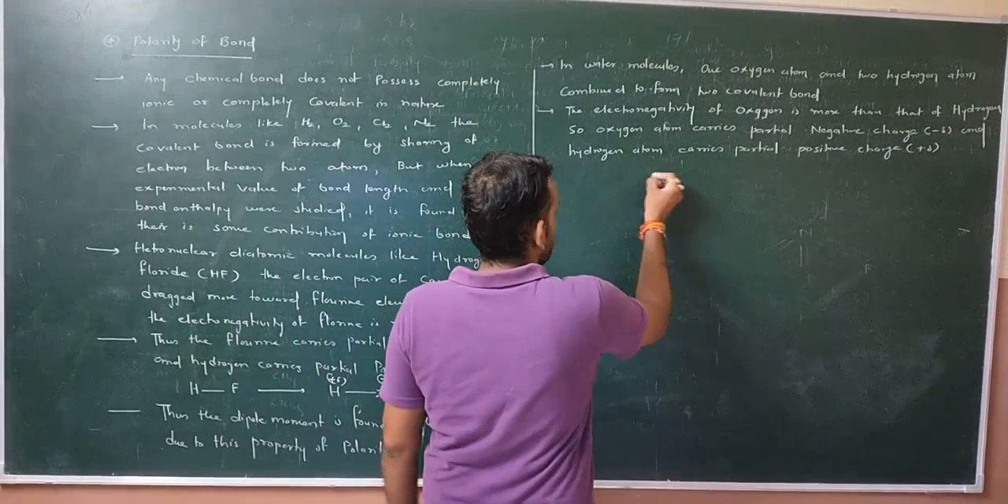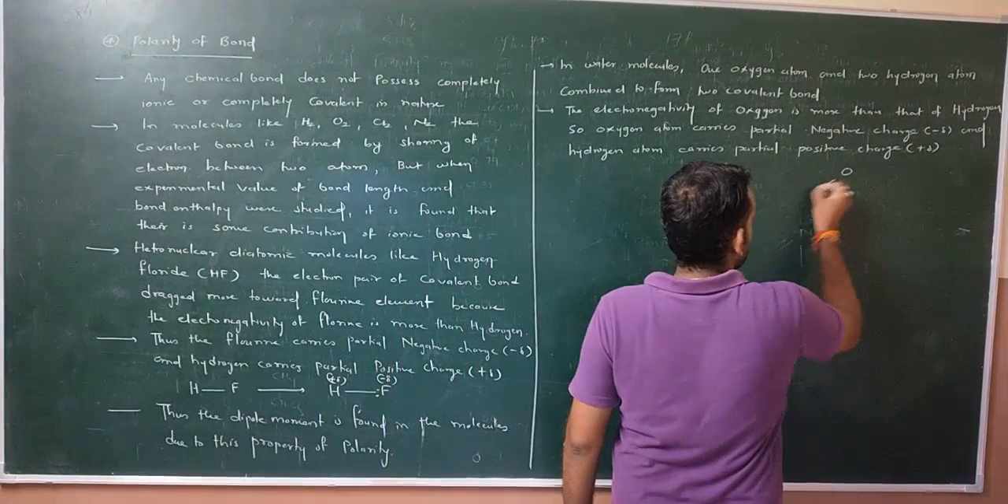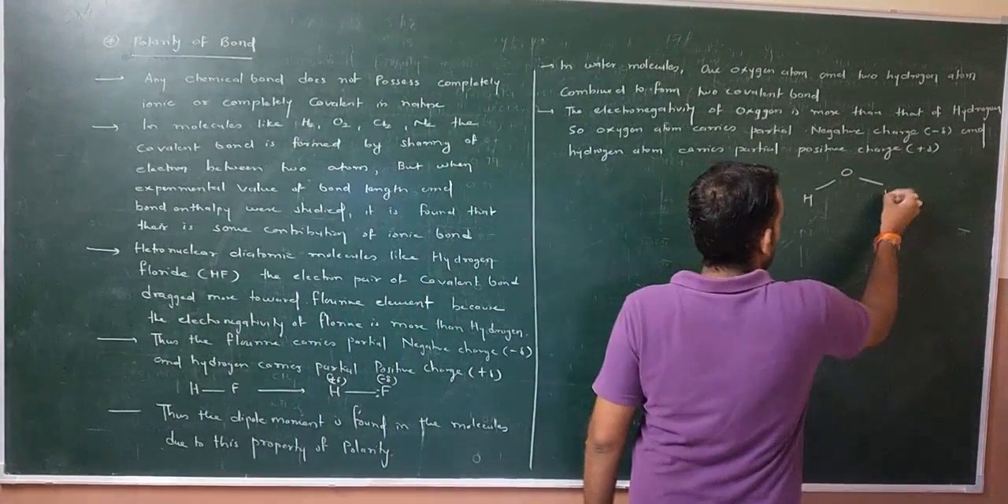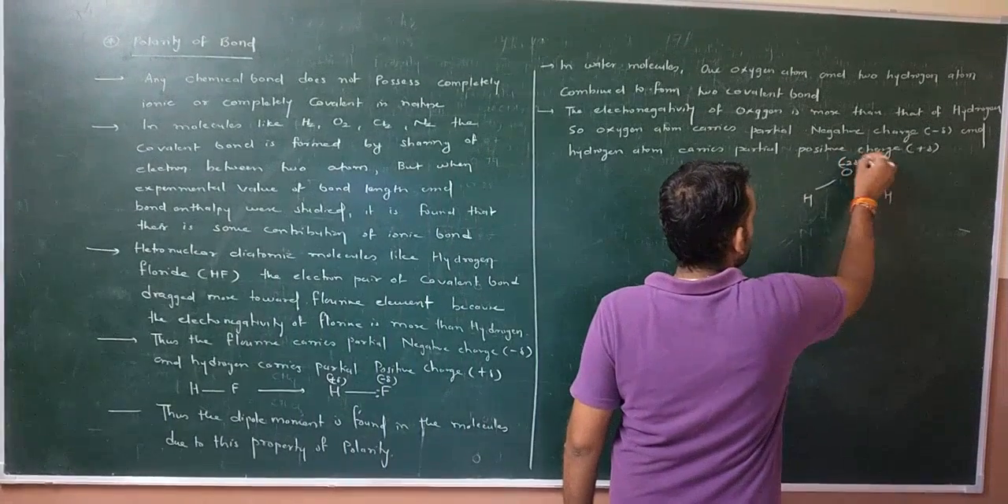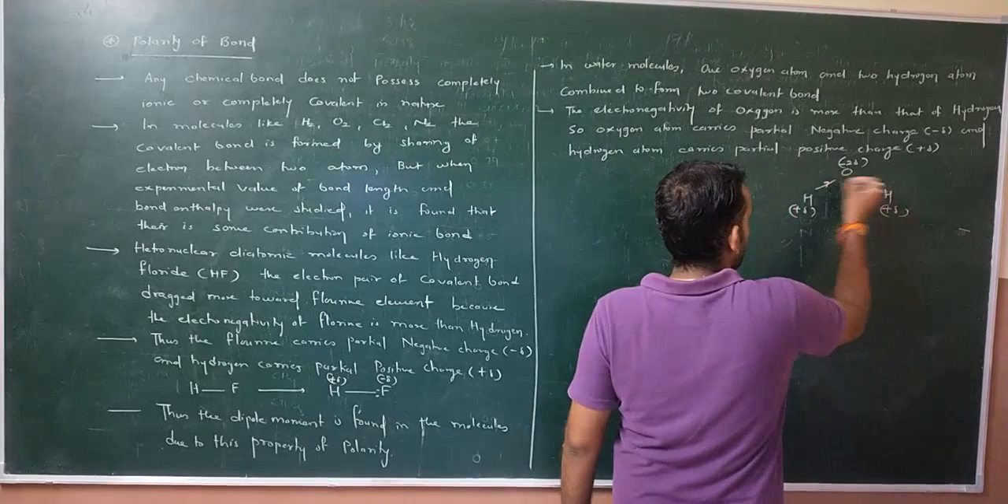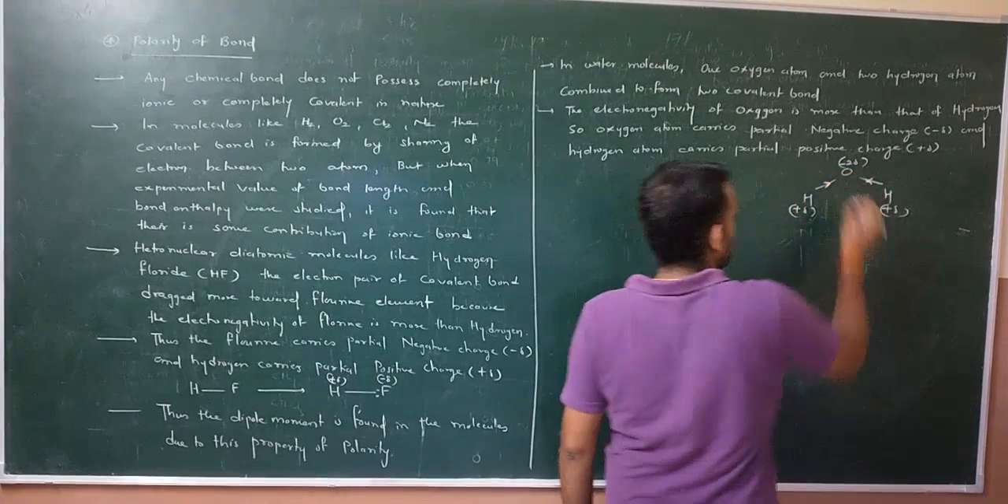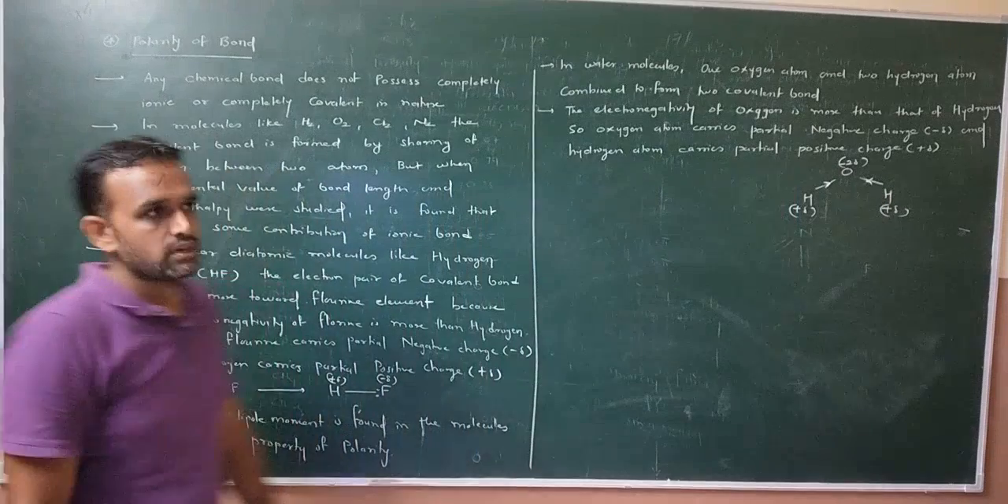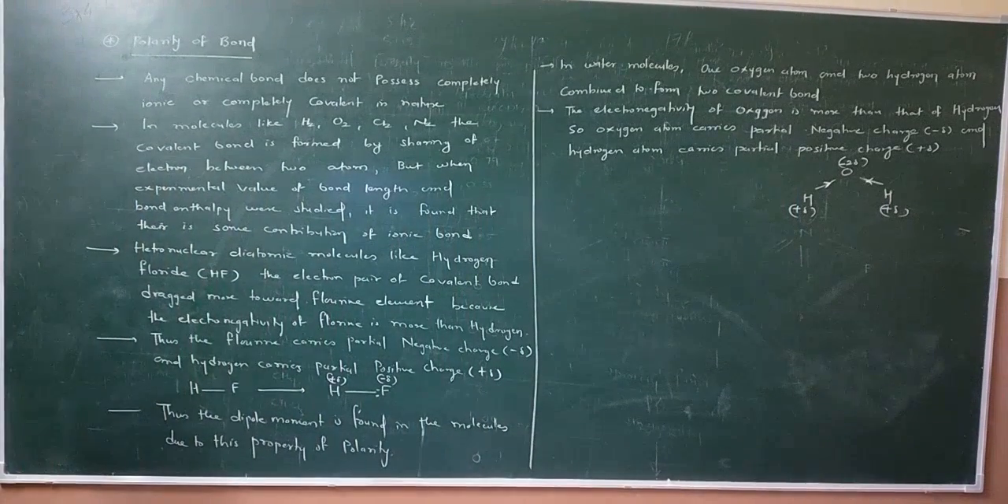So here we can say, let us suppose here oxygen, here hydrogen, partial negative charge, this is partial positive, and all the electrons are attracted towards the oxygen atom, right? So all this is about the water molecule.